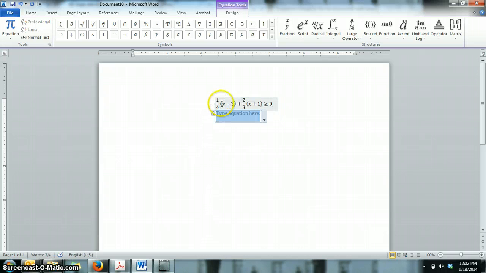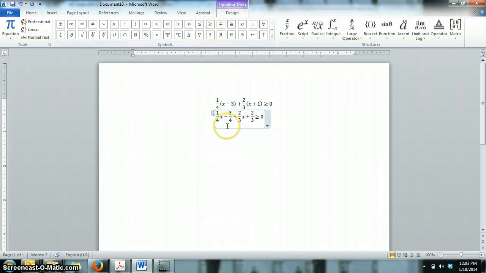So here I'm going to distribute the 1/4, and we're going to get 1 over 4 x. Here we distribute 1/4 to -3, and that's going to give us -3 over 4. Now we're going to distribute this positive 2/3. Positive 2/3 times x is going to be plus 2/3 x, and then positive 2/3 times 1 is plus 2/3, and then it is greater than or equal to 0.